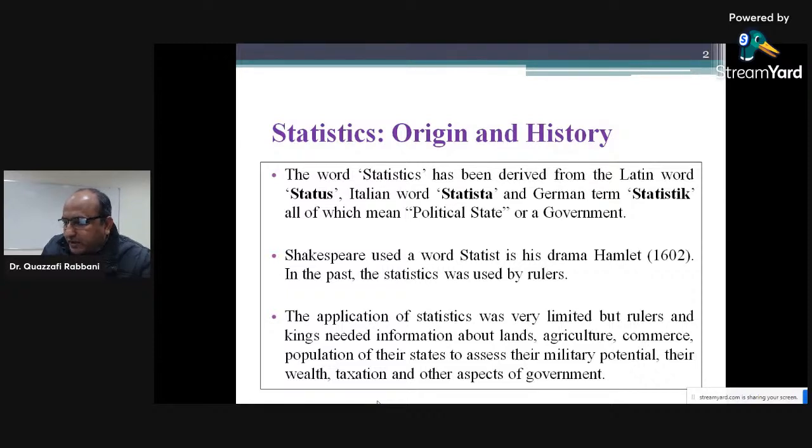The application of statistics was very limited, but rulers and kings needed information about land, agriculture, commerce, and population of their states to assess their military potential, their wealth, taxation, and other aspects of government.